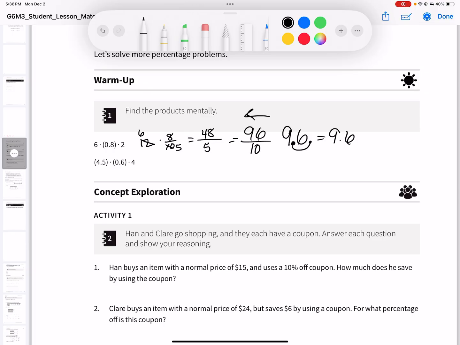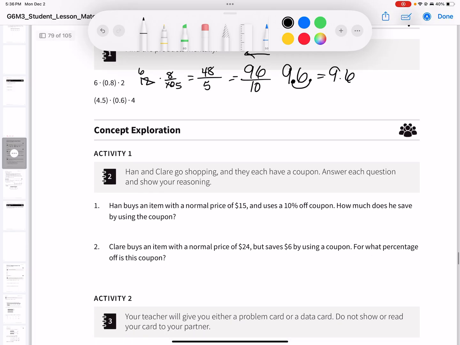Okay, let's try the next one. 4.5 times 6/10 times 4. So I would probably do 4 times 4, which is 16, and then I have this 0.5 times 4 that I have to deal with, because it's actually 4.5, right? So I know half of 4 is 2. So 16 plus 2 is 18, right?